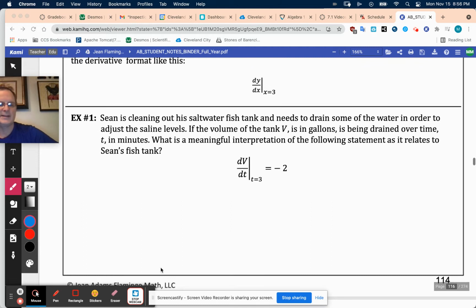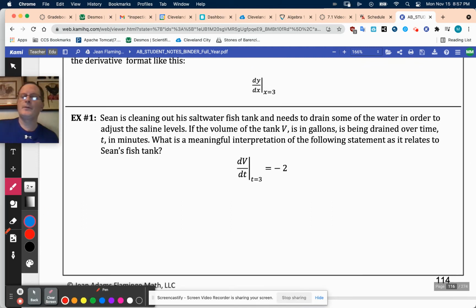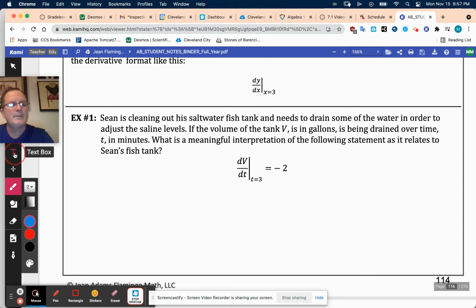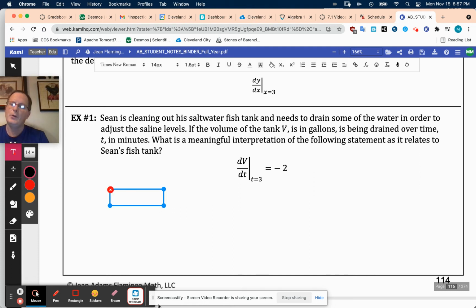So here's a good example. Sean's cleaning out a saltwater fish tank and needs to drain some water in order to adjust the saline levels. The volume of the tank is V. It's been drained over time in T minutes. What is a meaningful interpretation of the following statement as it relates to Sean's fish tank? So we have the Leibniz notation, dV/dt, and then it says when t equals 3, it equals 2.